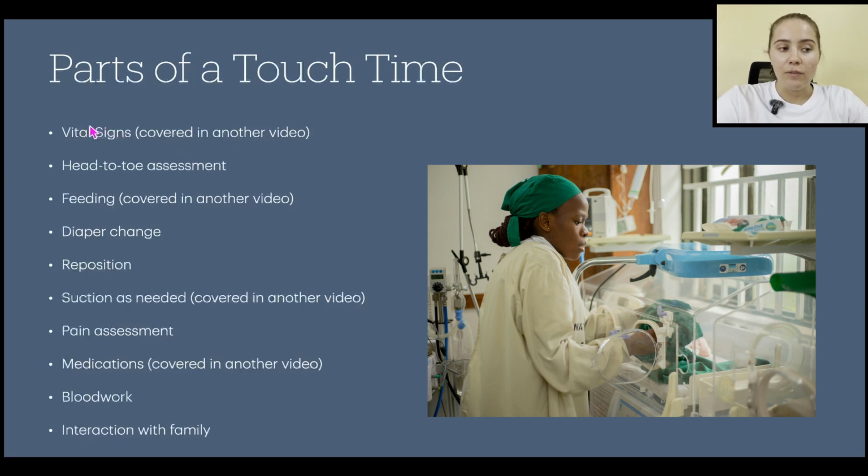So touch times include vital signs, a head-to-toe assessment, feeding, diaper change, reposition, suctioning as needed, a pain assessment, medications if they're needed, blood work if necessary, and then interactions with the family.